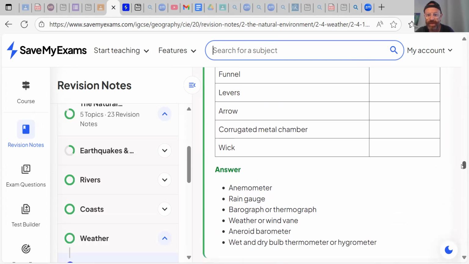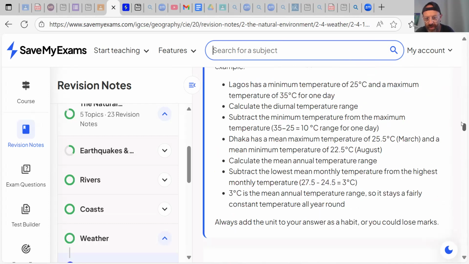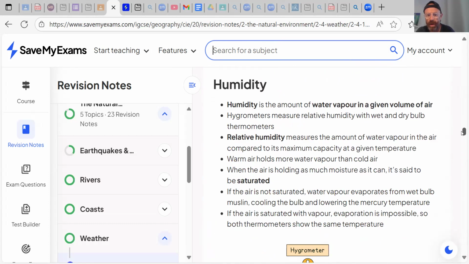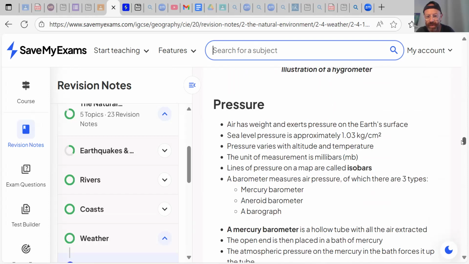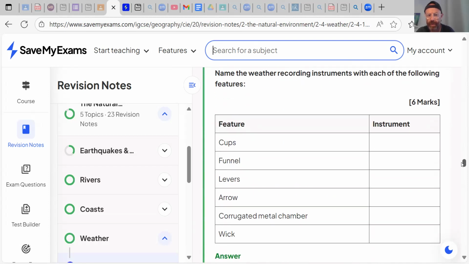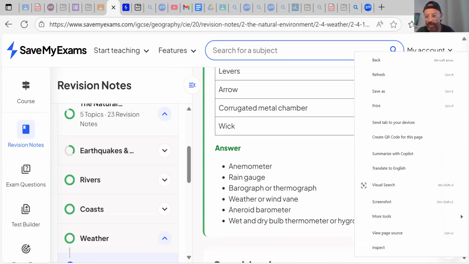Levers is the barometer or thermograph. That's the one we hadn't done much of. I think it's referring to those things there, the pen arm. What else have we got? We mentioned the hygrometer. Let's go back. And a wick. Well, that was the hygrometer has a wick. The corrugated metal chamber I didn't know because we haven't really looked at an aneroid barometer.